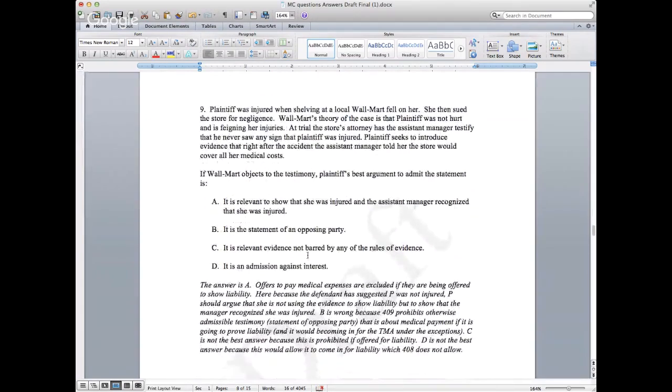Moving to question 9. Now again, just want to make sure, does anyone have any questions about what we've already gone over?